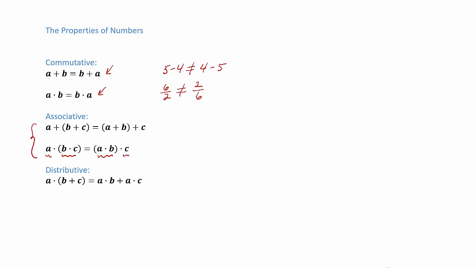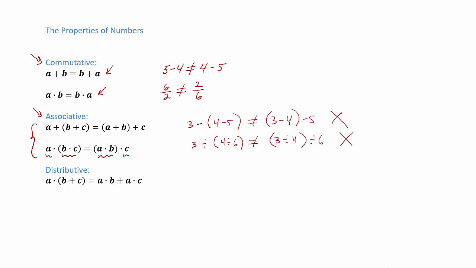But just like with the commutative property, the associative property does not hold for subtraction or division. If I say 3 minus 4 minus 5, grouped one way, that's not going to equal the other grouping. And likewise, if I say 3 divided by 4 divided by 6, that's not going to equal the other grouping. So those are not going to hold.